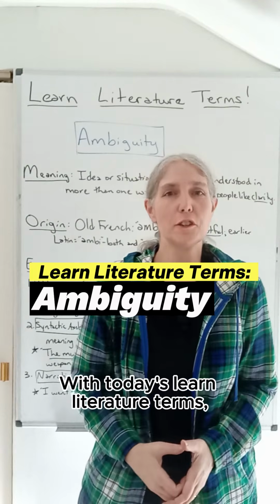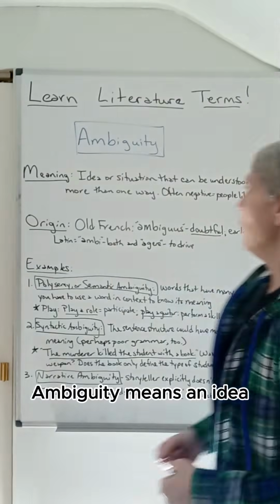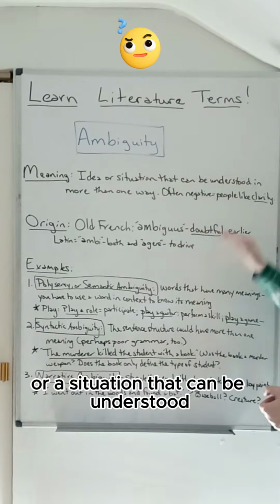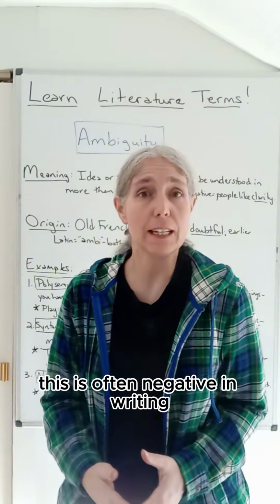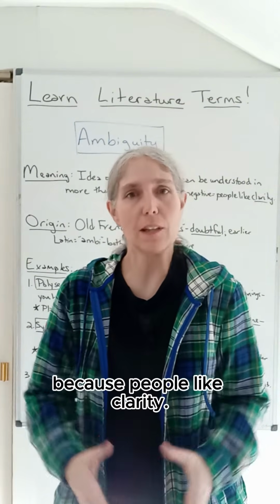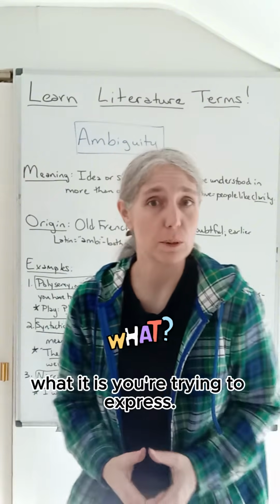With today's Learn Literature terms, we are looking at the word ambiguity. Ambiguity means an idea or a situation that can be understood in more than one way. Usually this is often negative in writing because people like clarity. People want to know exactly what it is you're trying to express.